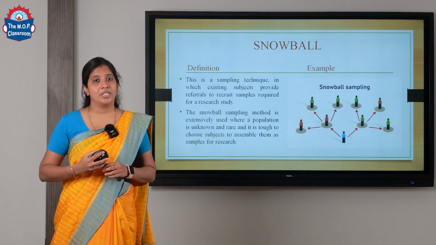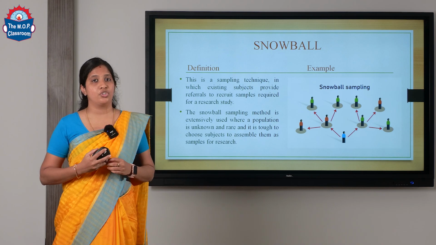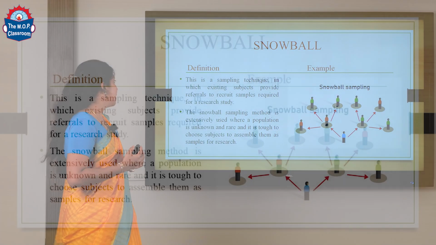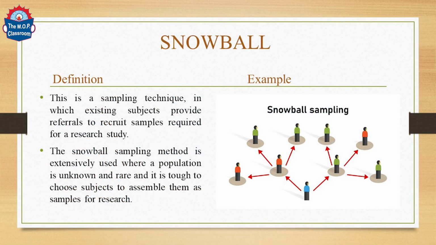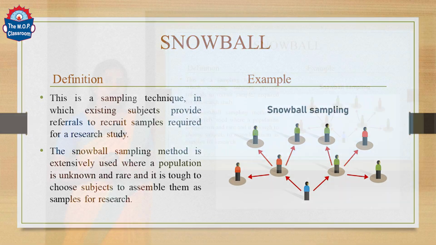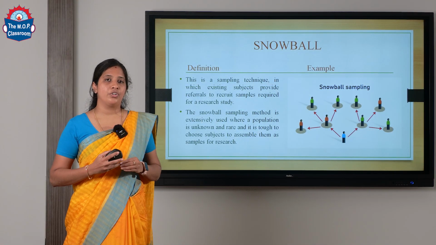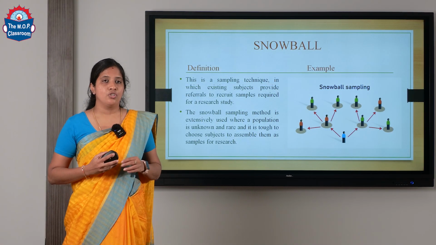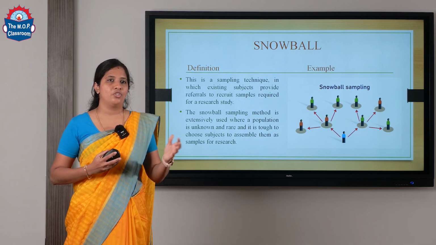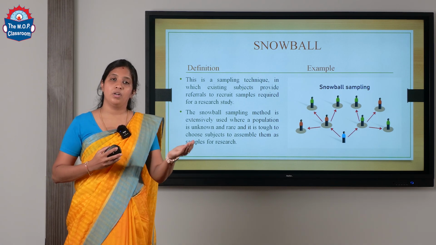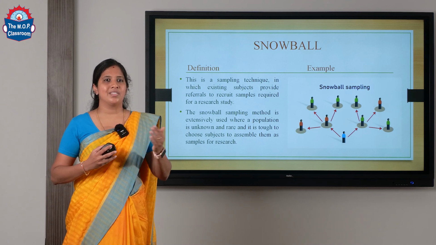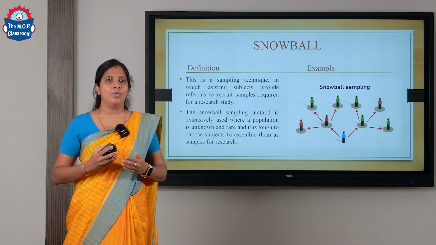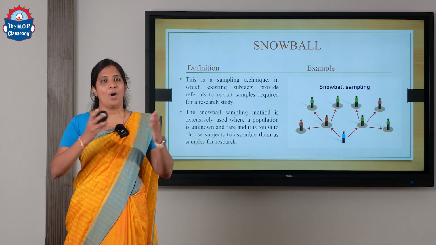So now we are going to see the last method, which is the snowball method. This is a sampling technique in which existing subjects provide referrals to recruit the sample. So I have some sample in my class. If my target audience is 18 to 23, then my students will circulate the questionnaire to their relatives or friends. So some referrals will be there. So you will get a sample in a wider way.